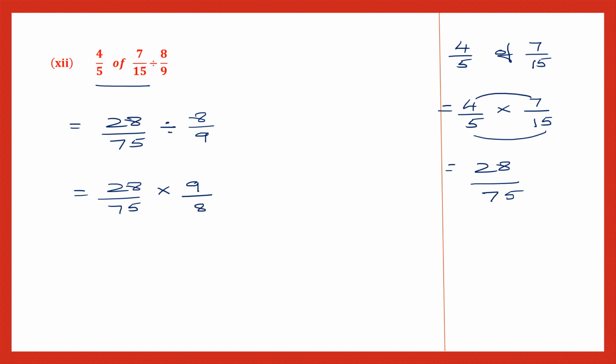Now we can cancel 8 and 28. We can do it by 2. We can also do it by 4. So let's take the highest common factor, which is 4. 4 twos are 8 and 4 sevens are 28. Then we can also cancel 75 and 9 both by 3. So here we have 3 threes are 9, and here 3 into what is 75? 3 into 25 is 75. Now there's nothing more to cancel, so let's multiply the numerators. 7 into 3, 7 threes are 21, and the denominators 25 into 2, that is 50. 21 by 50.